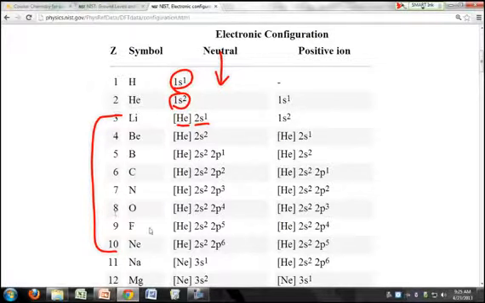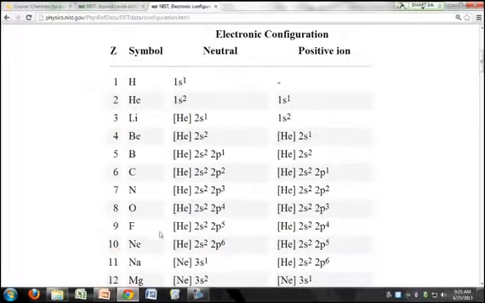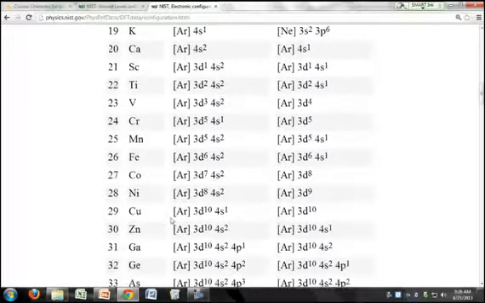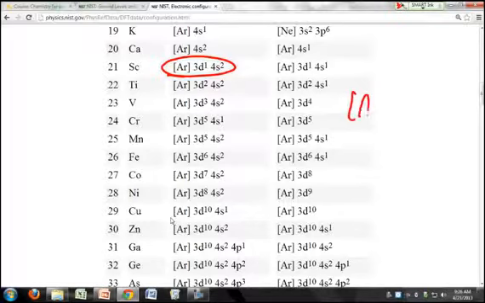Okay, now what happens when you get to the third row, or the fourth row, when you start filling in the D subshell? You'll find some few interesting things there. First of all, you'll notice that scandium is argon core 3d1 4s2, whereas we typically write it as argon core 4s2 3d1. So you might be wondering which one of these is right.